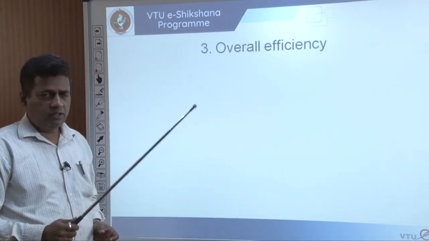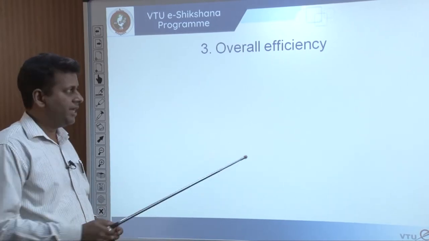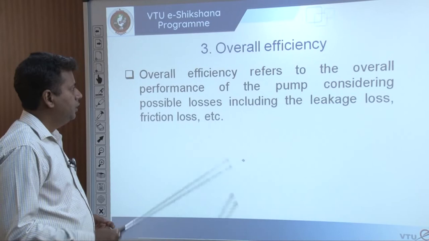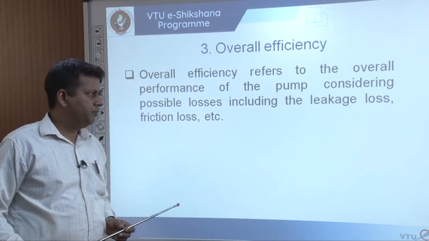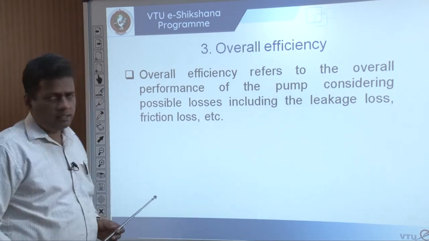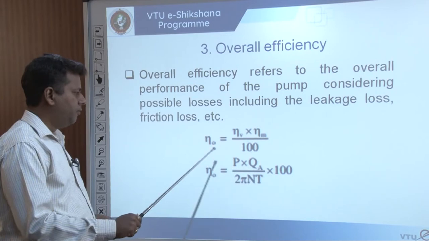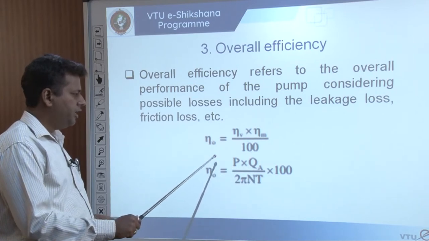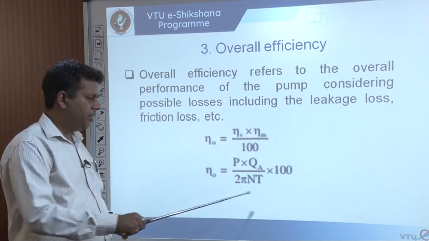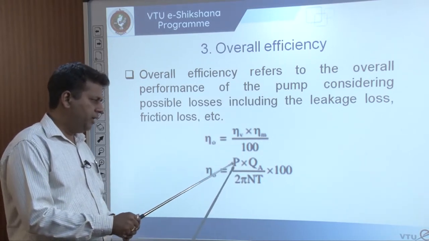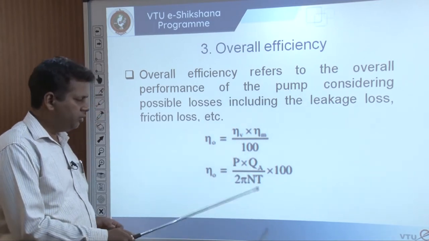Now, overall efficiency. The overall efficiency will combine volumetric efficiency as well as mechanical efficiency. Overall efficiency refers to the overall performance of the pump considering possible losses including leakage loss and friction loss. So, this is the formula. Overall efficiency eta O is equal to eta V into eta M. If you combine these two formulas, we get P into Q by 2 pi N T, where P is the power and Q is the discharge.